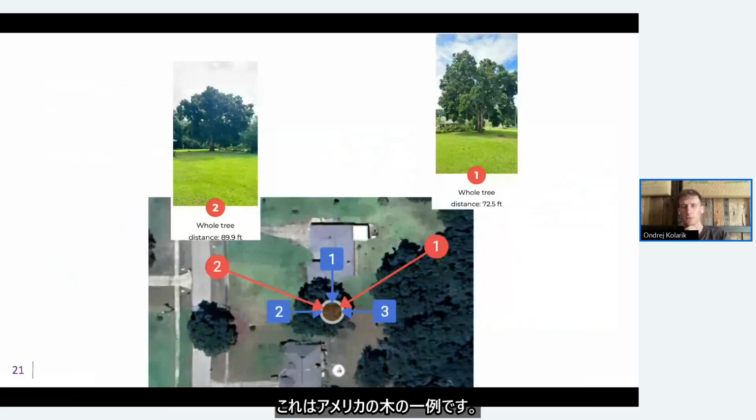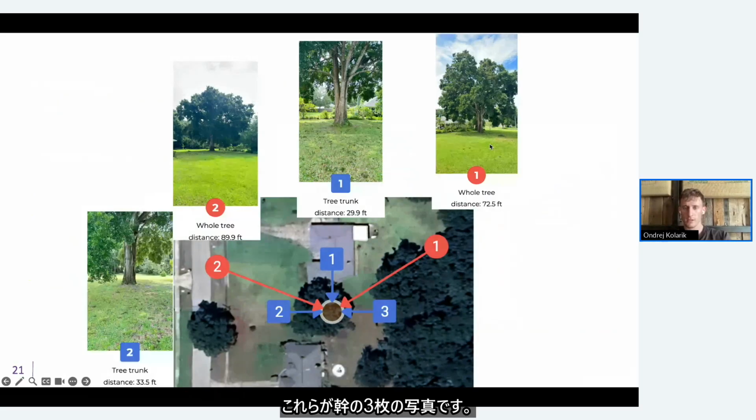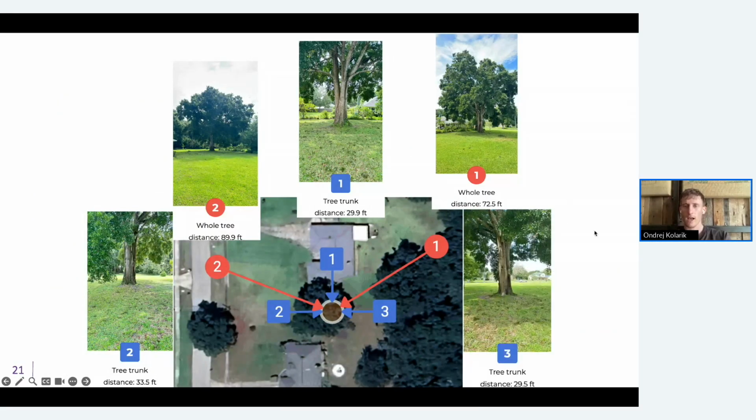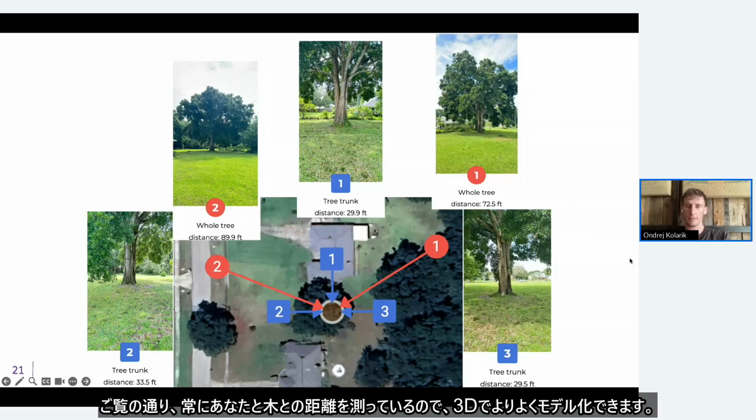This is an example of one tree in the US. These are the photos of the whole tree. These are the 3 photos of the trunk. And as you can see, you are always measuring the distance between you and the tree, so we can model it better in 3D.